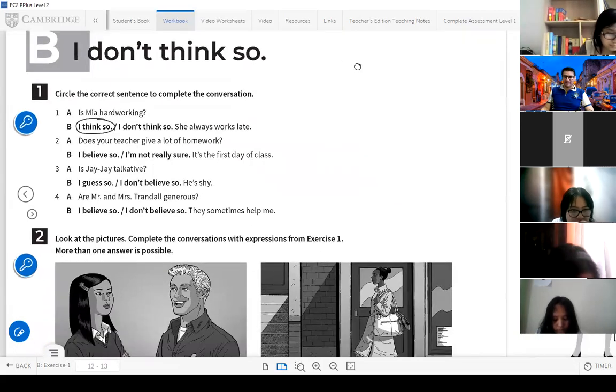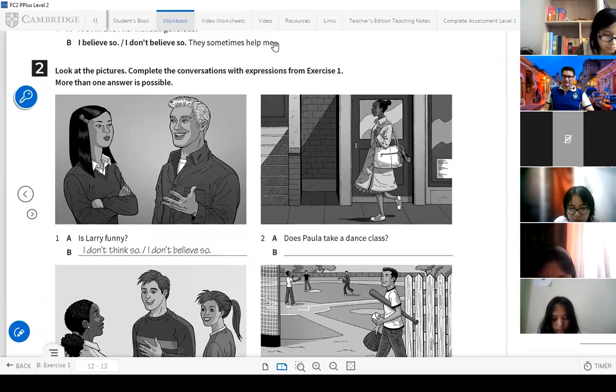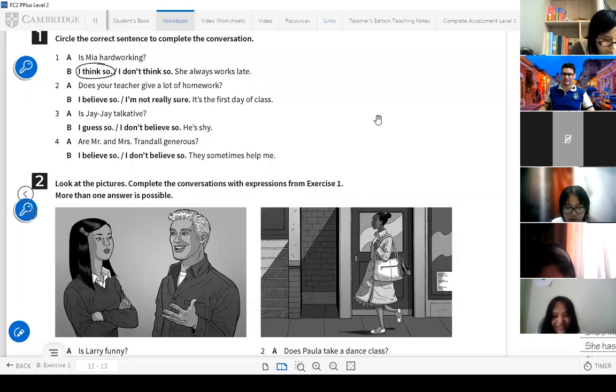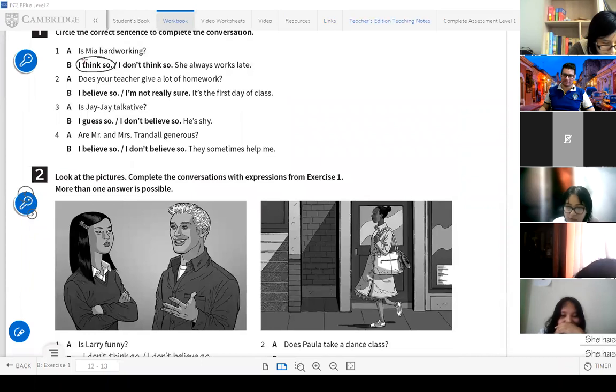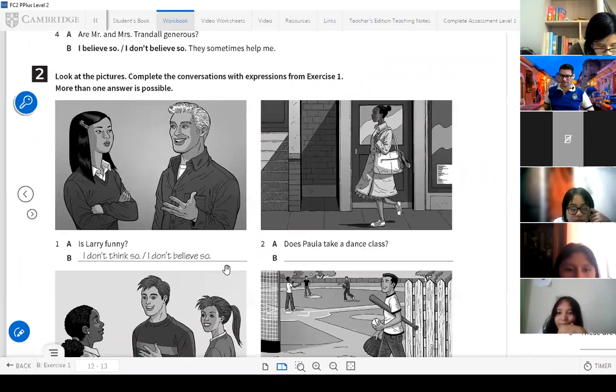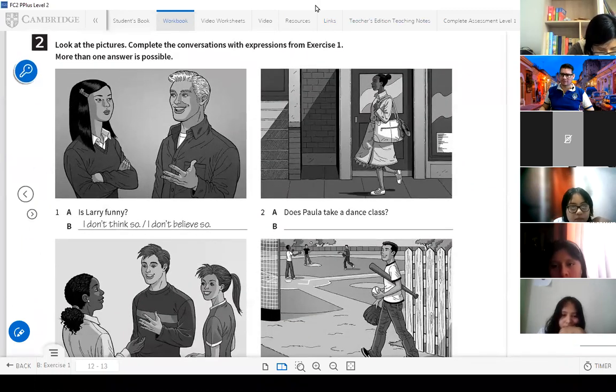Yeah? La siguiente activity. What do you have to do here? It says, look at the pictures. Complete a conversation with expressions from exercise one. Vamos a utilizar las expresiones que tenemos aquí, ¿no? ¿Cuáles son esas expresiones? I don't think so, I believe so, I'm not really sure, I guess, etc. Okay? To say, complete a conversation. Dice, more than one answer is possible. Ya, más de una respuesta puede ser posible. Así que don't worry.